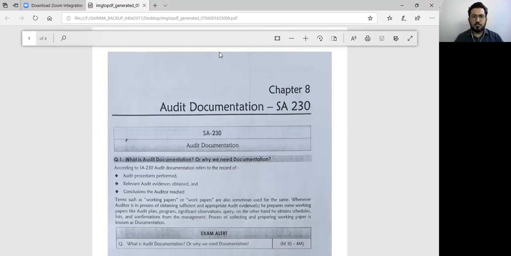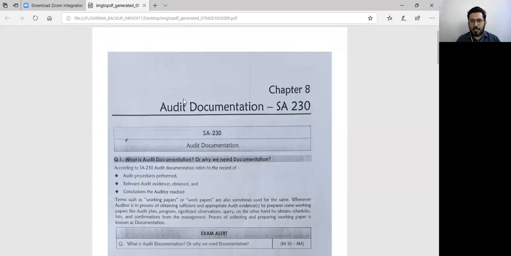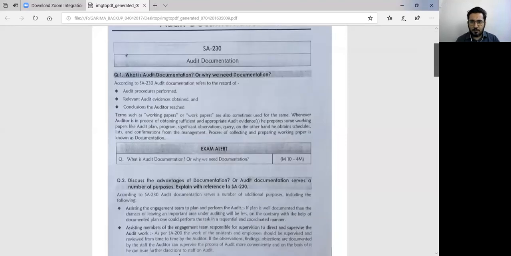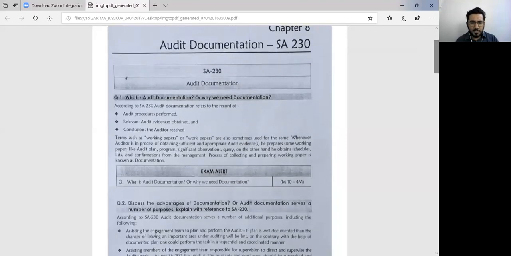Okay, perfect. So let's begin with SA-230. Pay attention to what SA-230 is. Let's understand the core concept of 230 and then we understand it line by line. Now please understand, I'll tell you the importance of SA-230. SA-230 is audit documentation. Audit documentation is the most important audit evidence.